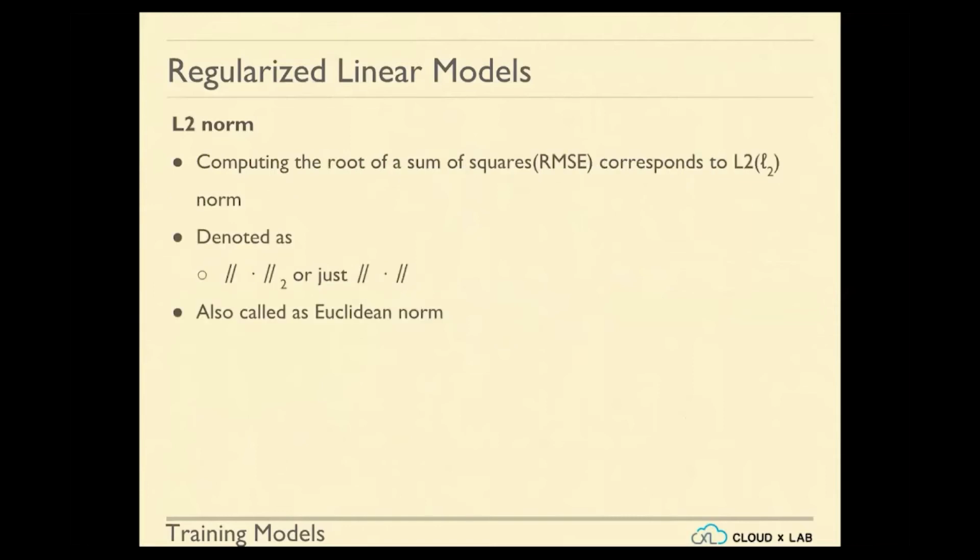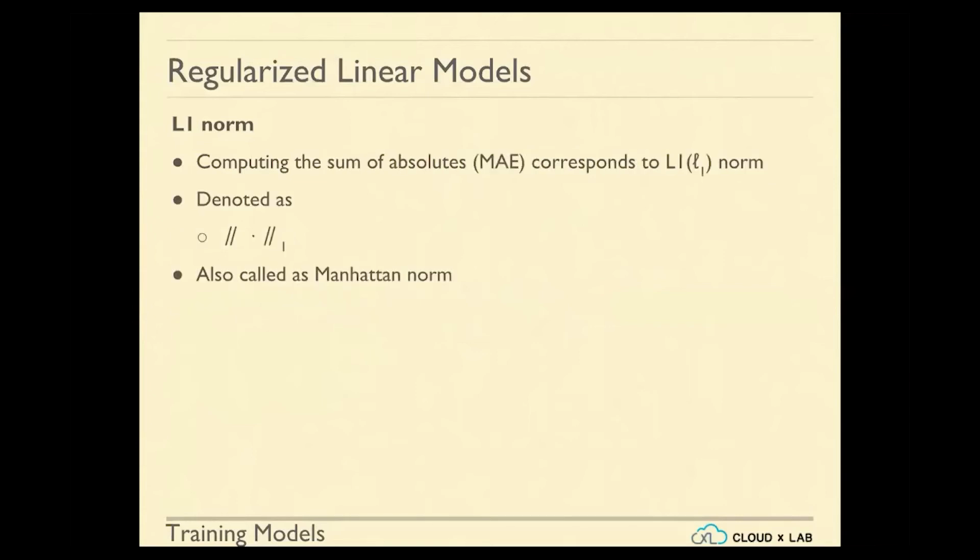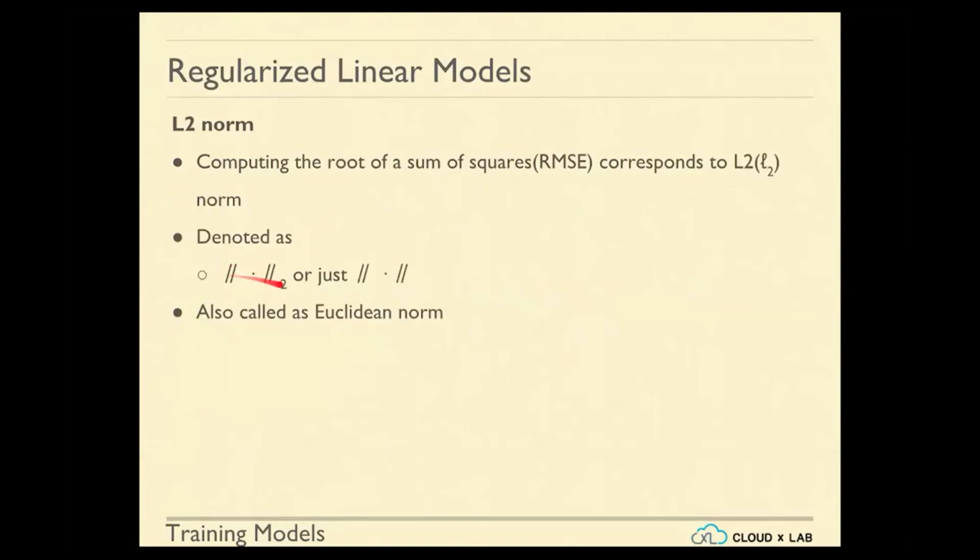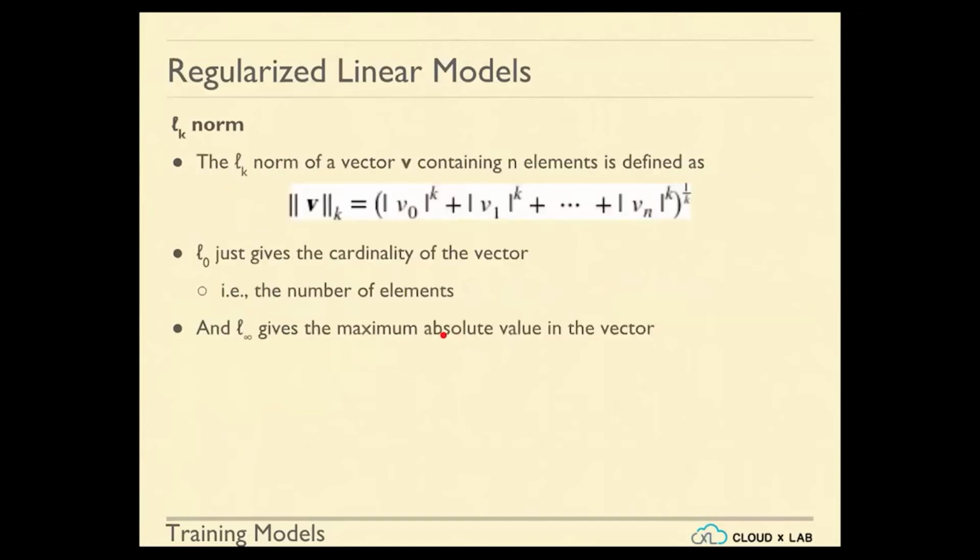The L2 norm is computing the root of sum of squares, like the root mean square error, and it corresponds to the L2 norm. It is denoted by two vertical lines and a suffix two here, whereas for L1 it was a suffix one.